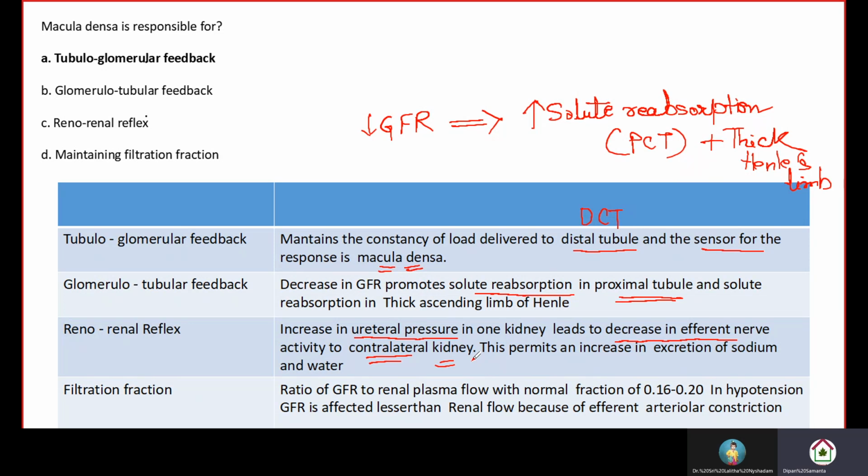And filtration fraction is the ratio of GFR to renal plasma flow. Normal value is 0.16 to 0.2. In hypotension, what happens? GFR is affected less than renal flow because of efferent arteriolar constriction.